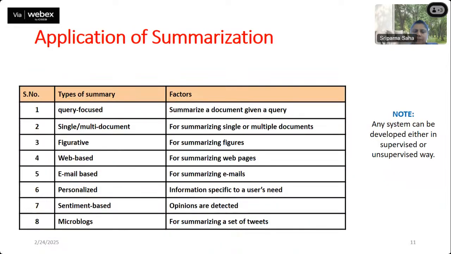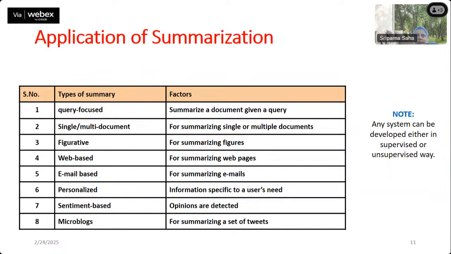So there are different applications of the summarization problem. One is called query-focused summarization. Suppose we are summarizing with a particular query like Taj Mahal, and we are getting multiple documents. So now can we summarize all the documents which are related to a particular query? If we are summarizing a single document, then this is called single document summarization. If we are summarizing multiple documents, then that is called multi-document summarization.